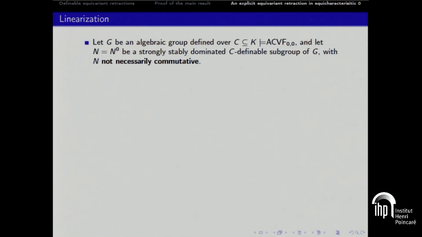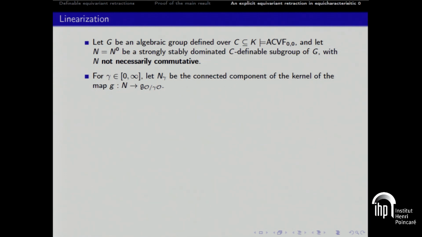So now back to linearization. So let G be an algebraic group, and N a strongly stably dominated, connected C-definable subgroup. Not necessarily commutative for this. Well, for any gamma, we just do what we did for gamma O. So N gamma is the kernel of this homomorphism I described to the maximal O mod gamma O internal quotient. The kernel of it. If I do this on the linear side, I get exactly what I want.